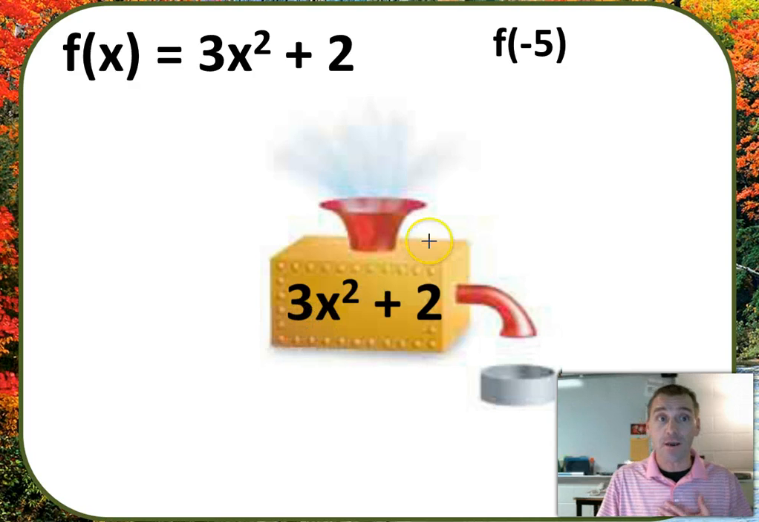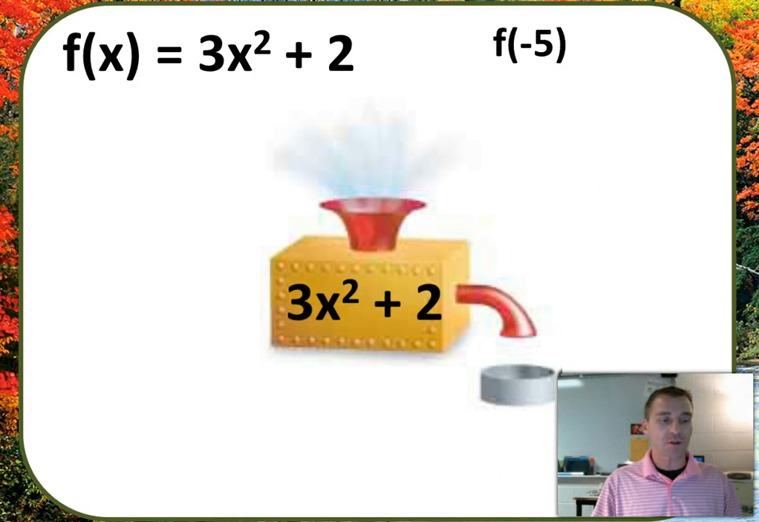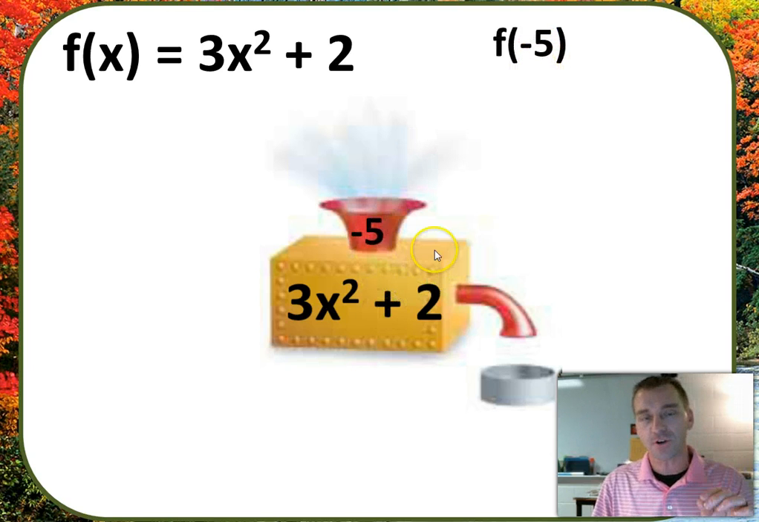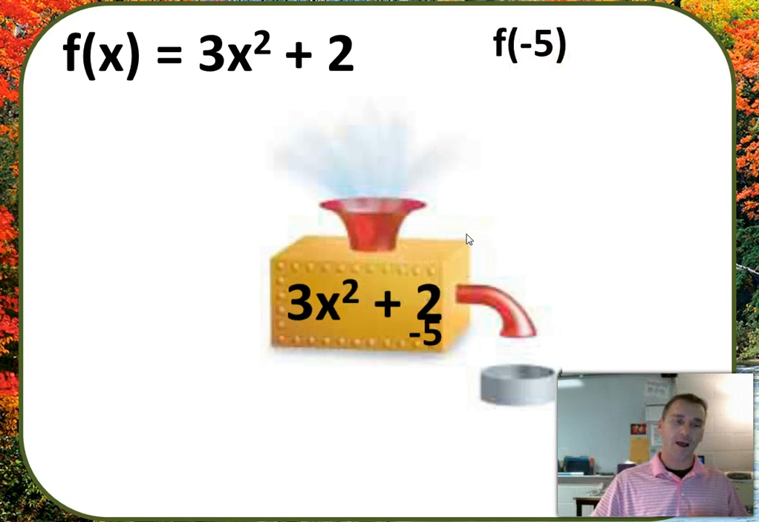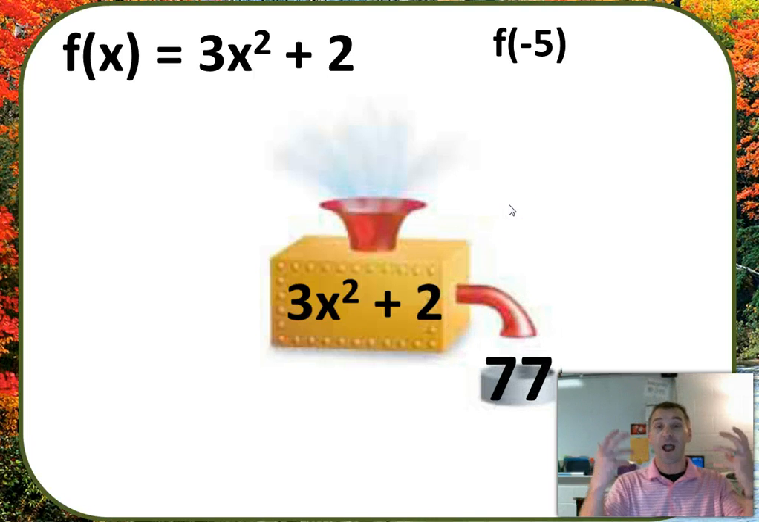It happens to be my range, one of my range values. So when I output the number, it's going to give me 77. So I input -5 into this function machine, and the value of this particular function, when I put in -5, is going to output 77. That's evaluating a function. Simple as that.